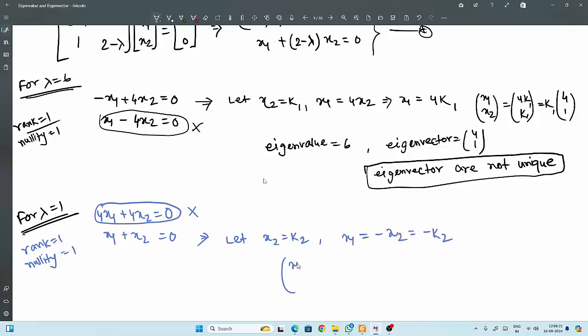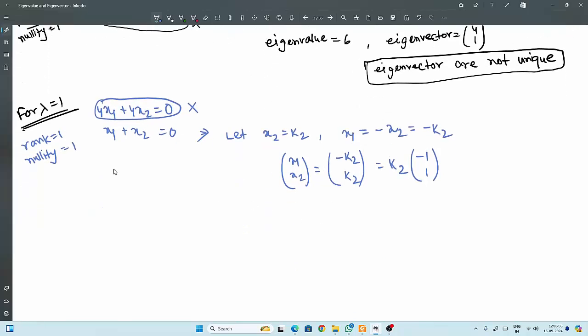Hence the solution is x1, x2, and that is equal to x1 is minus k2, and here it is k2. Take that k2 common, you will get minus 1, 1. Now anything multiple of minus 1, 1 is actually an eigenvector of the eigenvalue lambda equal to 1. So now we can say that the eigenvalue is 1 and the eigenvector is minus 1, 1. So it is one eigenvector only.